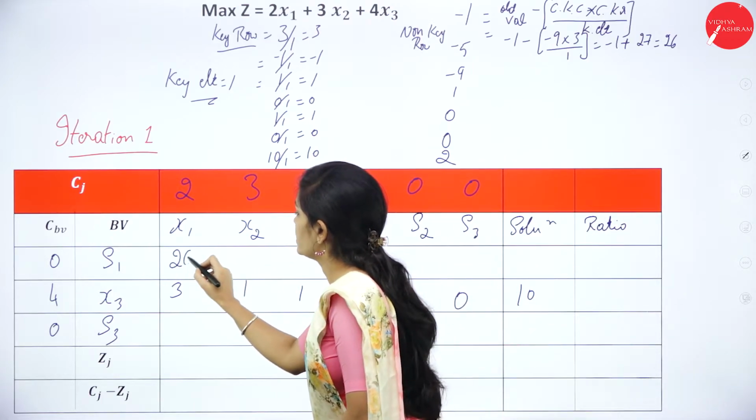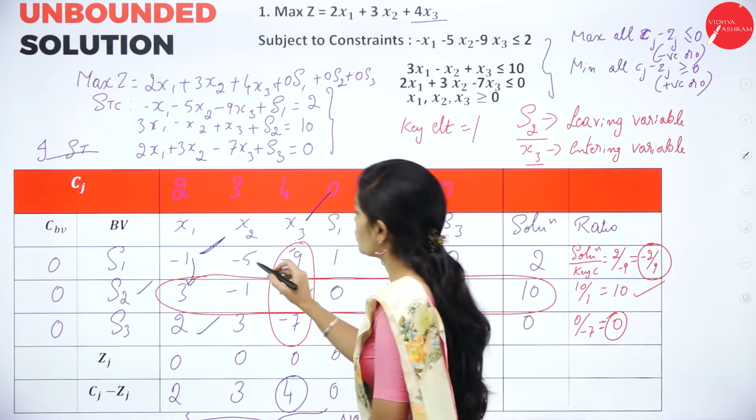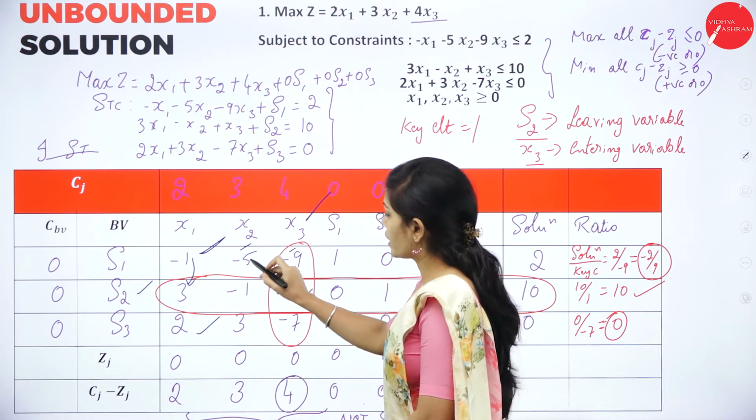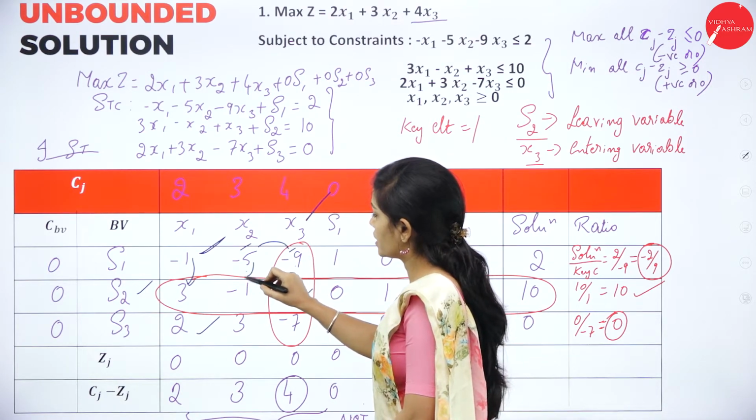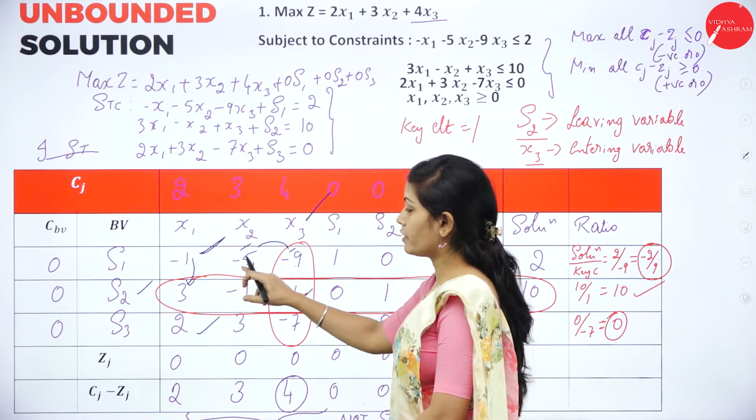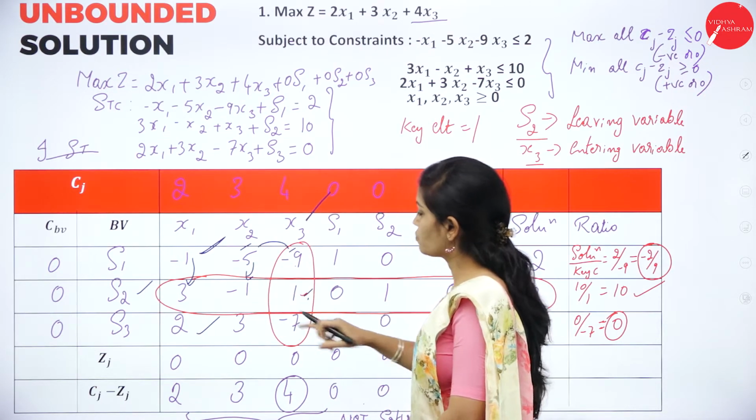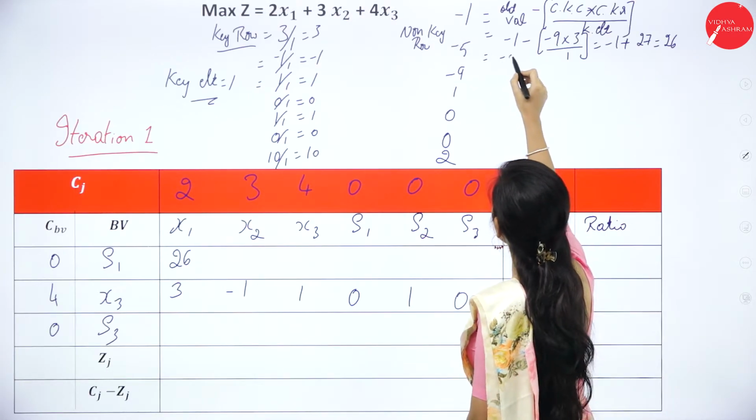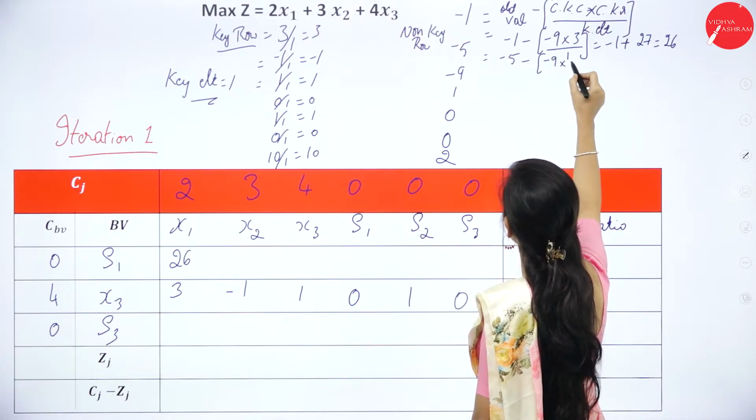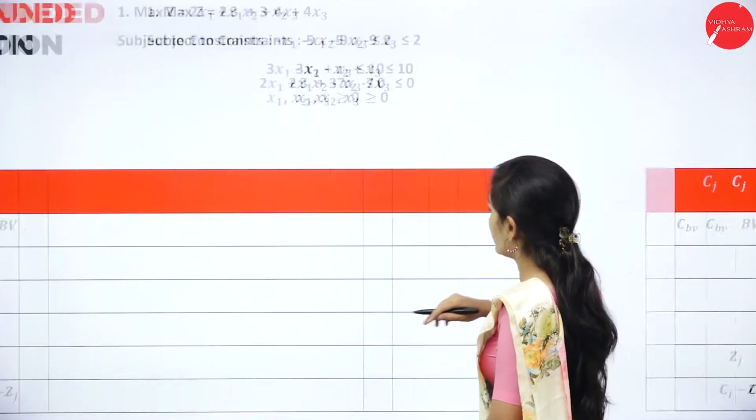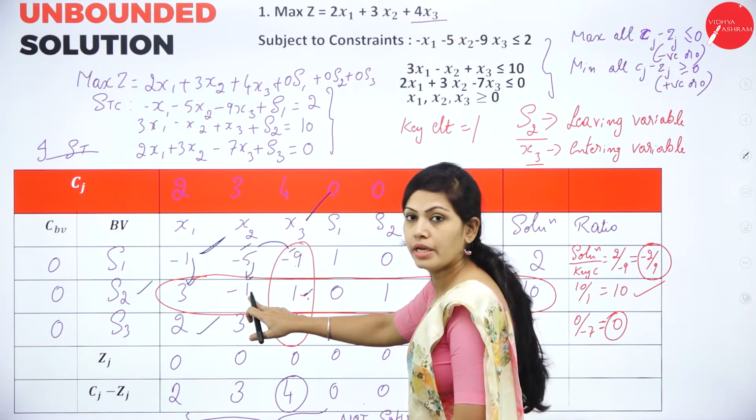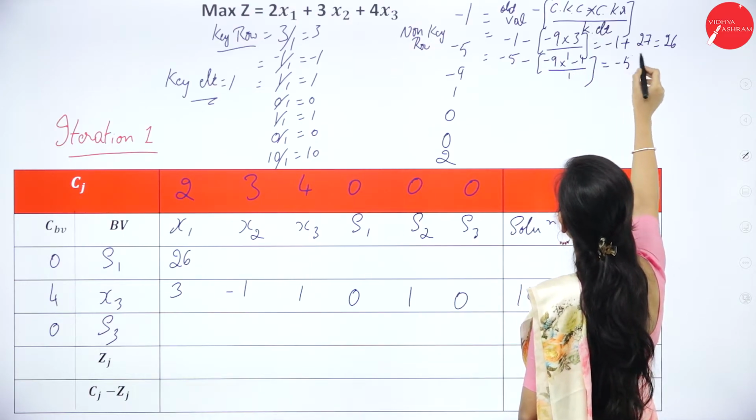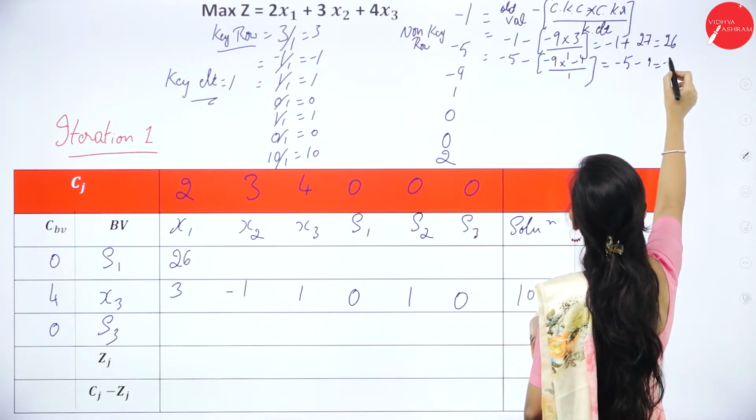I'll write 26 here. And second non-key row is minus 5 minus of minus 9 into minus 1 by 1. So corresponding key column is minus 9 and corresponding key row is minus 1. Don't get confused. Use this formula. Minus 5 minus of minus 9 into minus 1 divided by 1. So here minus into minus is plus. Minus 5 minus 9, it is minus 14.